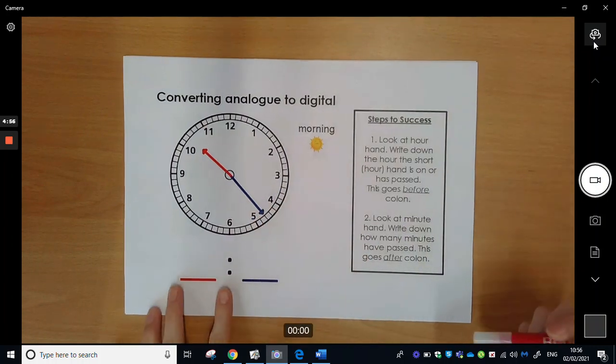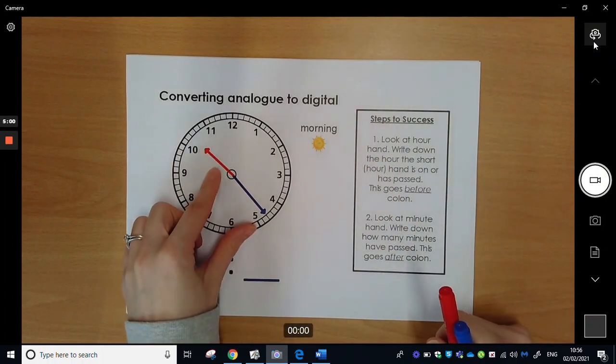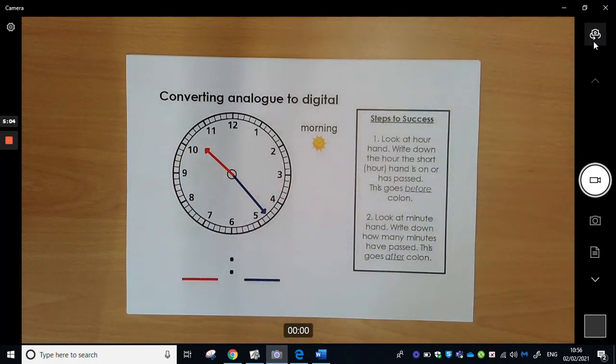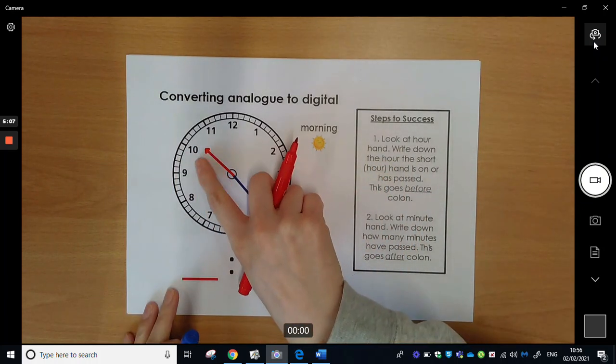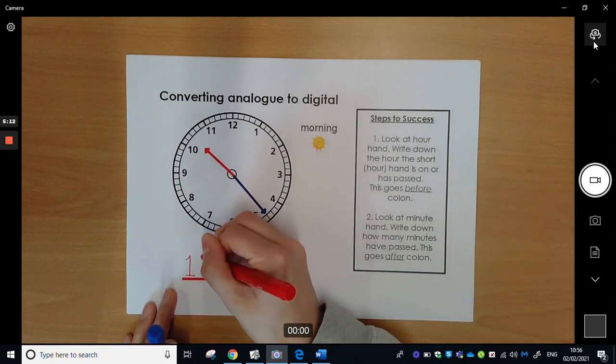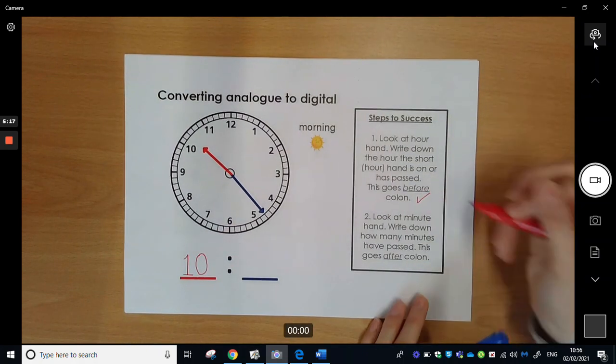So, first of all, I need to look at my hour hand, which I know is my red hand, the small one. I need to write down the hour that is past, okay? So, it's just past 10 o'clock, so I know that it's going to be 10. So the hour is 10. So I've done my first step.